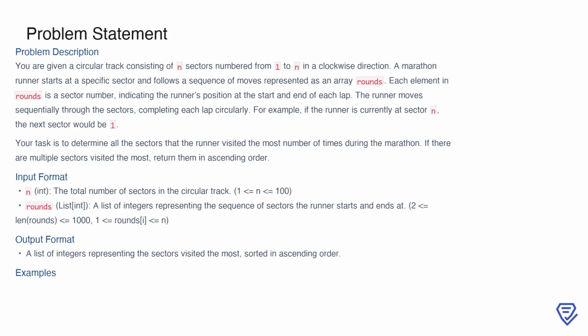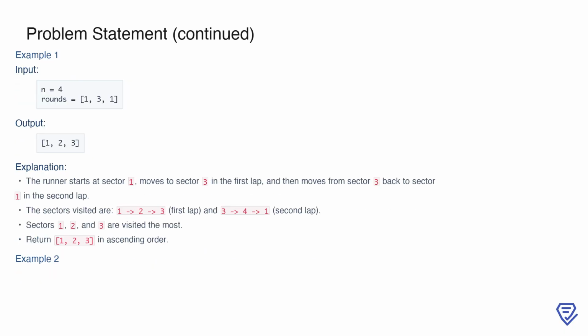Let's explore some examples to better understand how this works. In the first example, the input specifies n equals 4, meaning there are 4 sectors on the track, numbered 1 through 4. The rounds array is 1, 3, 1. The runner starts at sector 1, moves to sector 3 during the first lap, and then returns from sector 3 to sector 1 in the second lap.